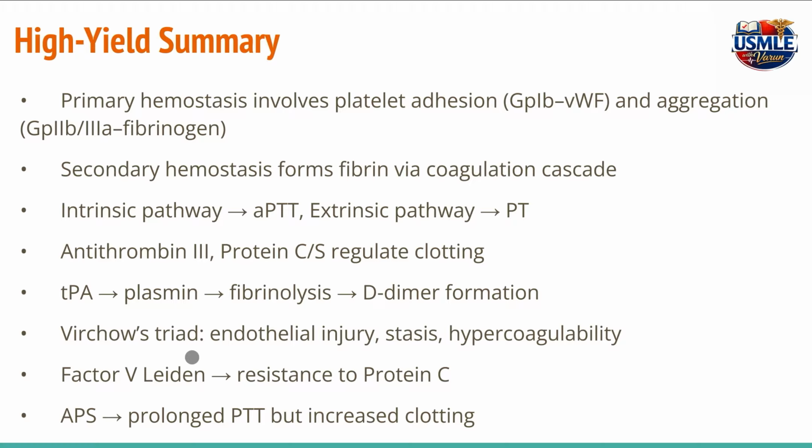Virchow's triad explains thrombosis, consisting of endothelial injury, hypercoagulability, and blood flow abnormality like stasis. This constitutes Virchow's triad, and it predisposes the patient to thrombosis. Finally, factor V Leiden mutation leads to resistance to protein C, and antiphospholipid syndrome causes thrombosis despite prolonged PTT.